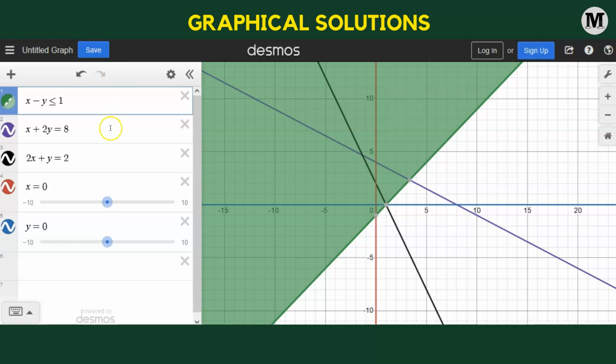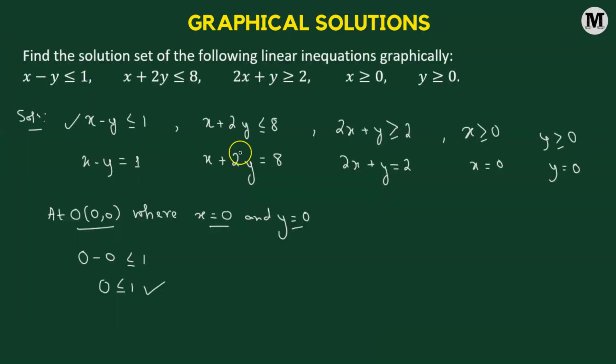Similarly, we come to the next inequality, x plus 2y less than or equal to 8. Here also we can use the same coordinate, 0, 0. We get 0 plus 2 times 0 less than or equal to 8, so 0 less than or equal to 8. That is also a true statement. That means the region containing the origin is part of the solution.